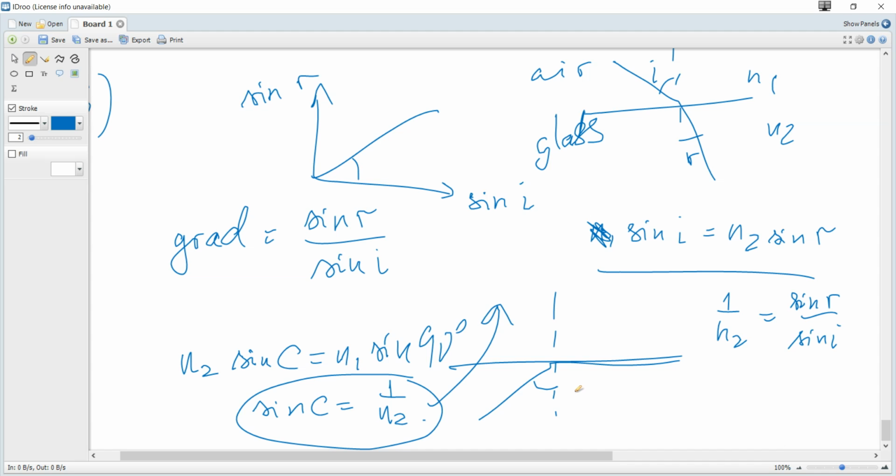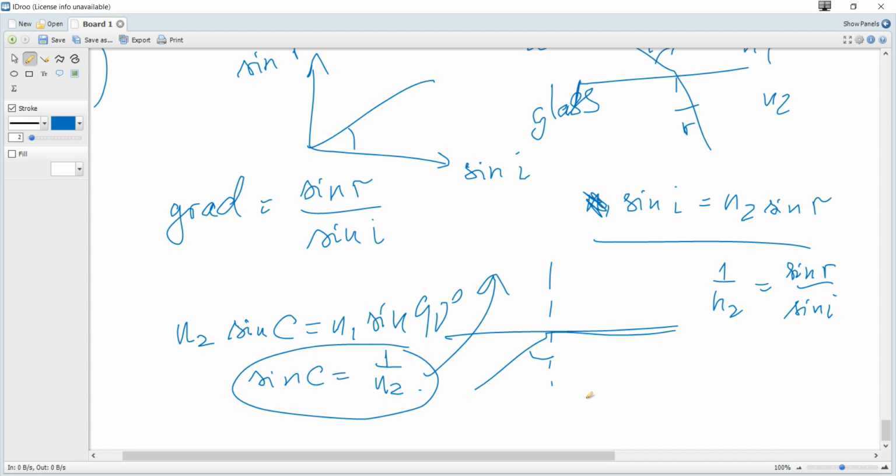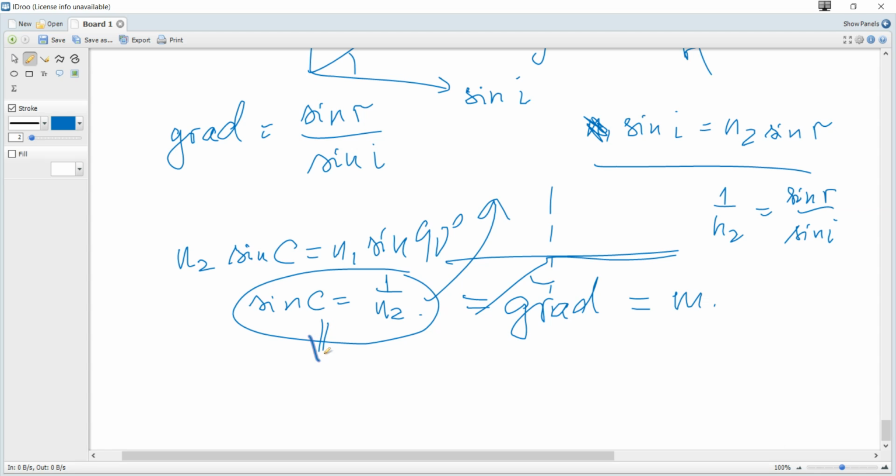So sine of the critical angle is the gradient of the graph, and it's m, and critical angle is arc sine or inverse sine of the gradient. It's A, it's correct. So 16A.